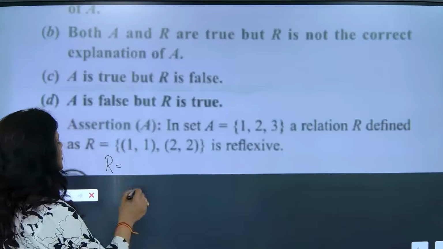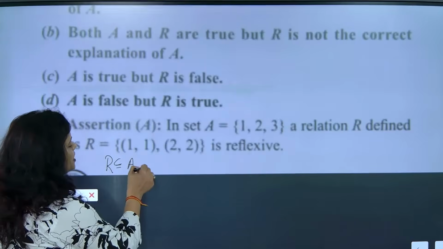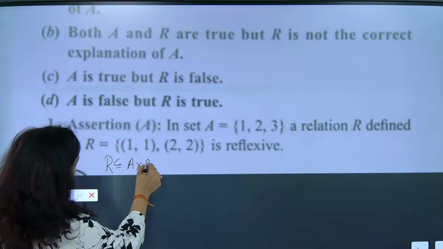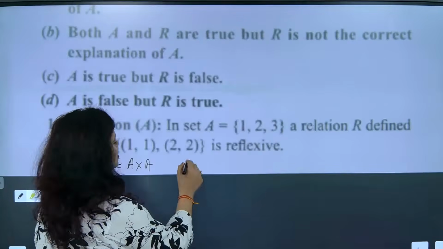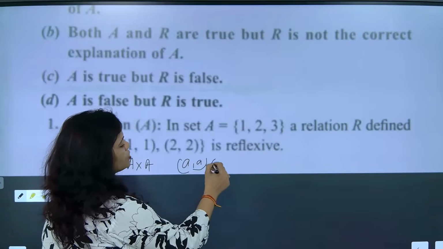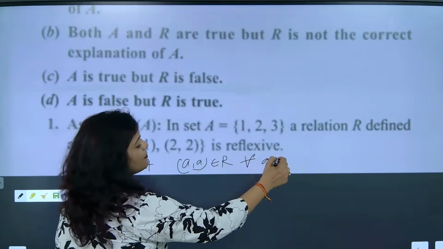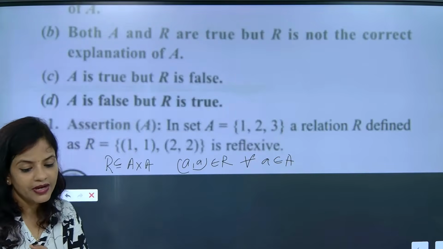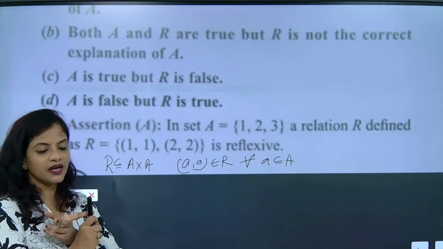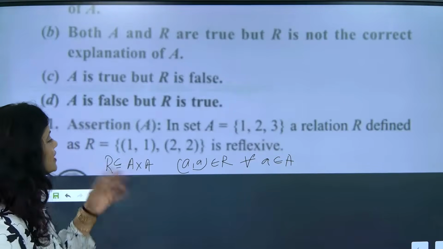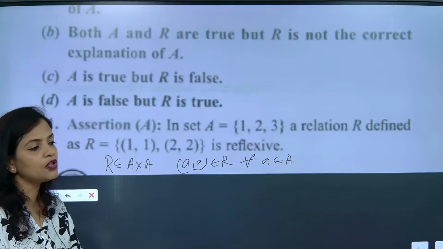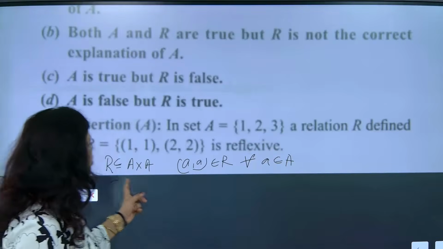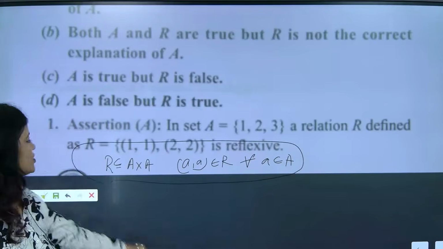For a relation to be reflexive, R must be a subset of A cross A, and (a, a) belongs to R for all a belongs to A. So here, whatever element, the assertion is false. Now look at it. Assertion is false. Why is assertion false and reason true? Reason is the core definition of reflexive.